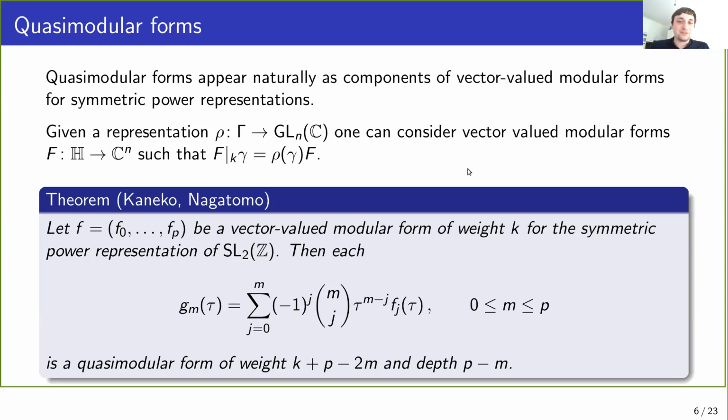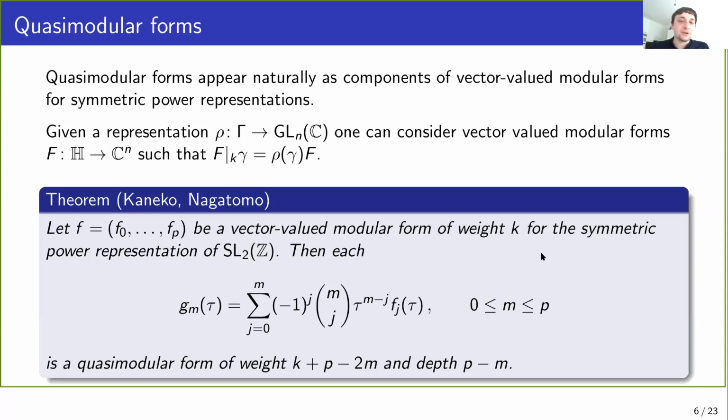In any case, the result is that if you study vector-valued modular forms for the symmetric power representation of SL2(Z), then there is a simple linear transformation between these objects and quasi-modular forms of a certain weight. It's all written here, and this is a completely explicit thing. You can go both ways. Here you have to require some additional conditions for this to define a symmetric power representation, but in this direction, it always works.